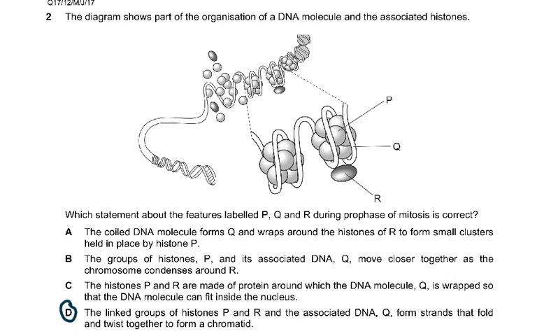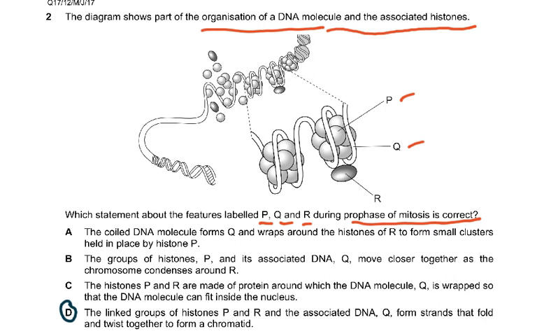The diagram shows part of the organization of a DNA molecule and its associated histones. And you know the histones are these complex proteins, so P is the histones and Q is the DNA wrapped around it, and of course R is just another protein which is attached to it. So it says, which statement about the features labeled P, Q, and R during prophase of mitosis is correct. The linked groups of histones P and R and the associated DNA Q form strands that fold and twist together to form a chromatid. Well, D was the correct answer.